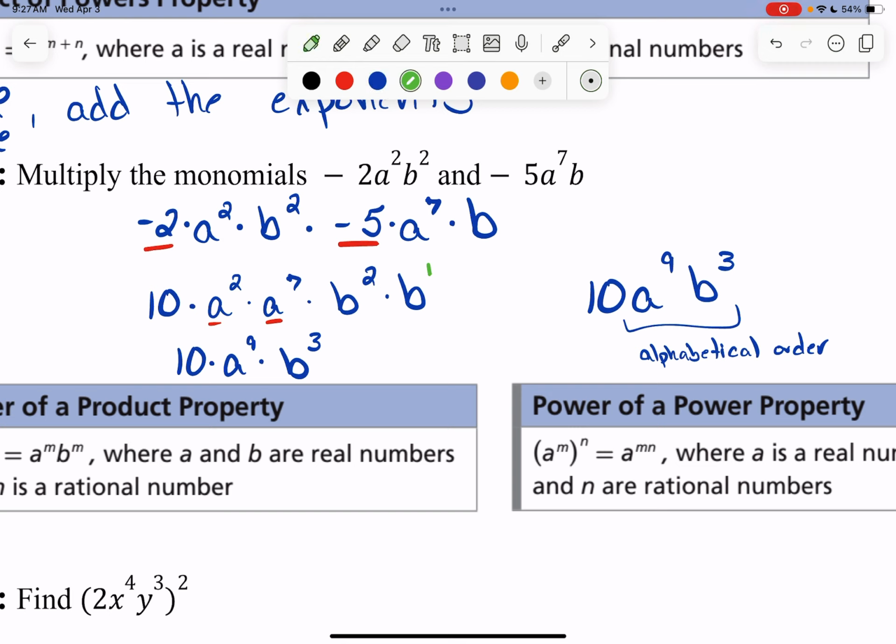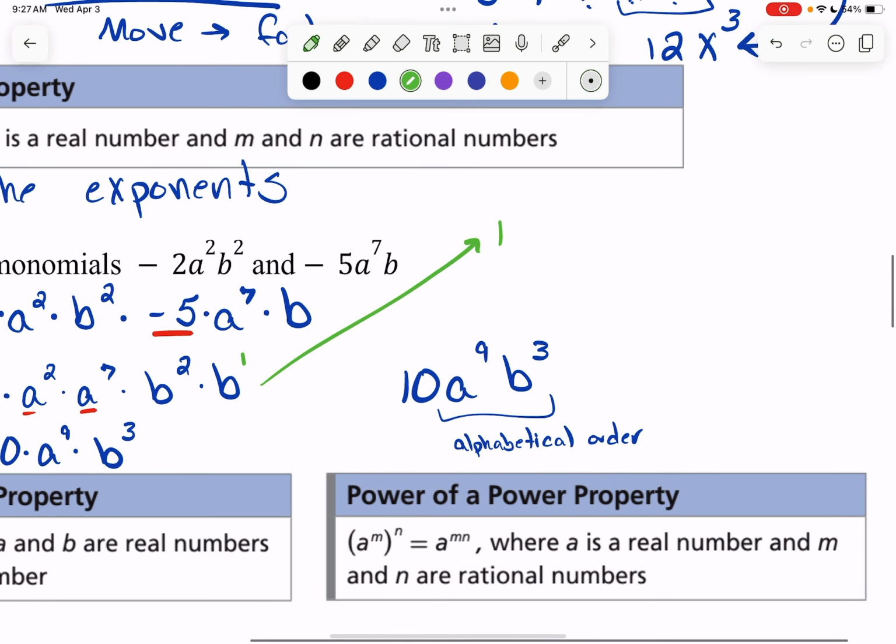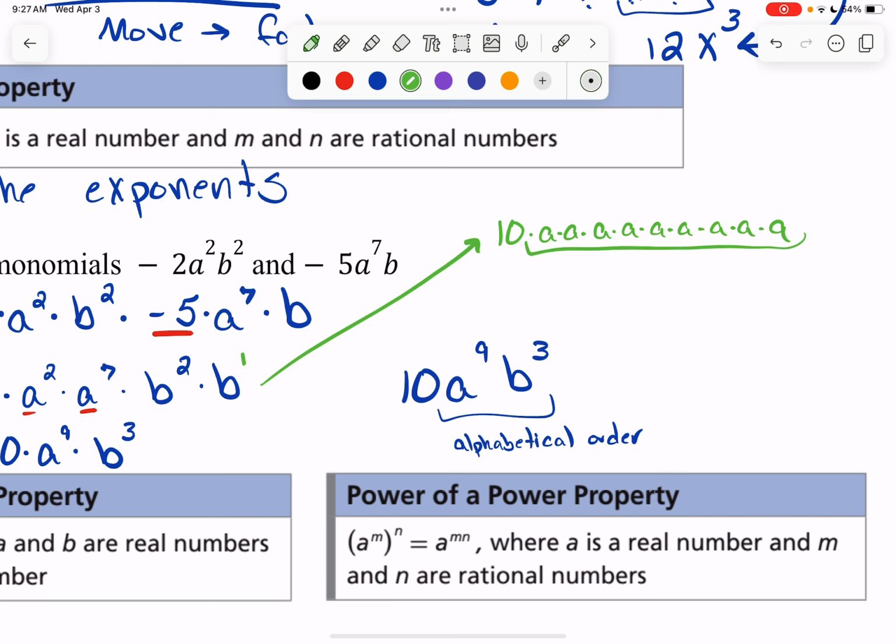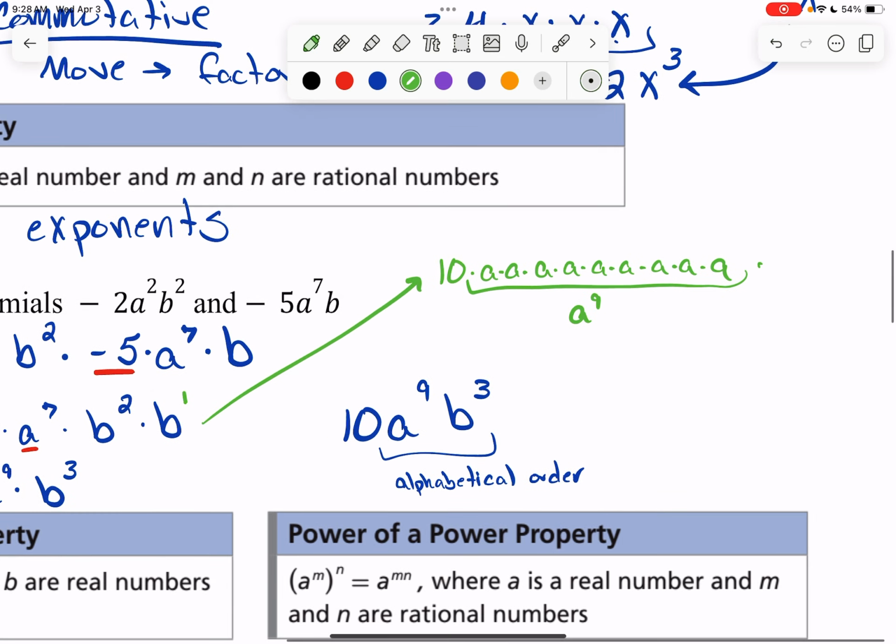Sidebar, if I don't remember the rule, write it all out. 10 times 2 a's, and then 1, 2, 3, 4, 5, 6, 7 more a's. So here I have a total of 9 a's, a to the ninth. And then I have multiplying by 2 b's. There's b to the second and 1 more b. So I have b to the third. What's nice is if you don't remember this rule, you can get to the rule quite quickly.